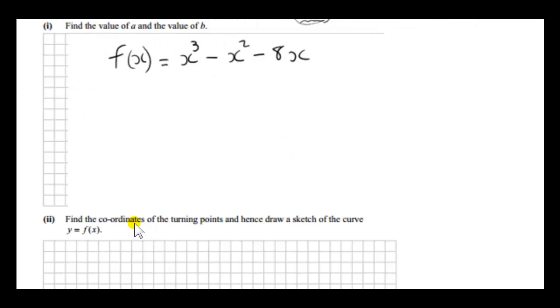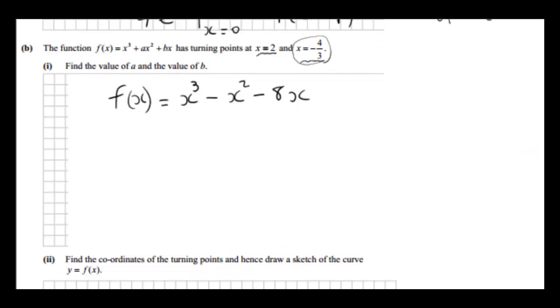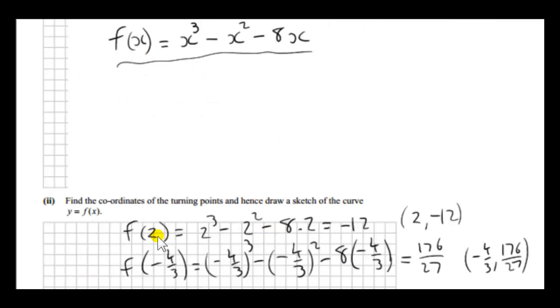Next we want the coordinates of the turning points. So that's straightforward because we have the x values of the turning points. So we want the y values. So the turning points are points on this curve, of course. So by working out f of 2 and f of minus 4/3, we'll have the y values of both turning points. Alright, so I've worked out f of 2 and f of minus 4/3. So f of 2 is minus 12 and f of minus 4/3 is 176 over 27.